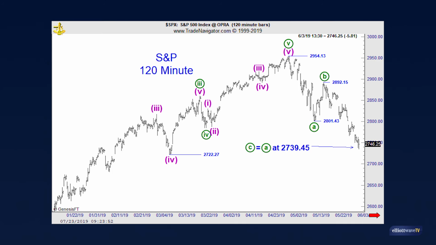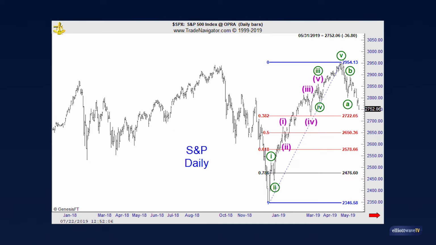In late March of this year, it appeared that a three-wave ABC decline in the S&P was near an end. A guideline of the wave principle is that waves A and C in a correction tend toward equality. That gave us a target of 2739.45 in the S&P. In addition, there was a previous fourth wave low at 2722.27, and a 38% retracement of the prior advance was very close by at 2722.05.